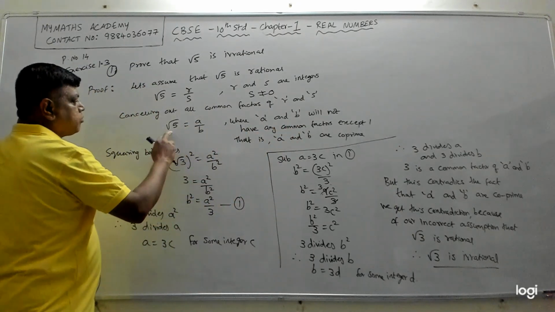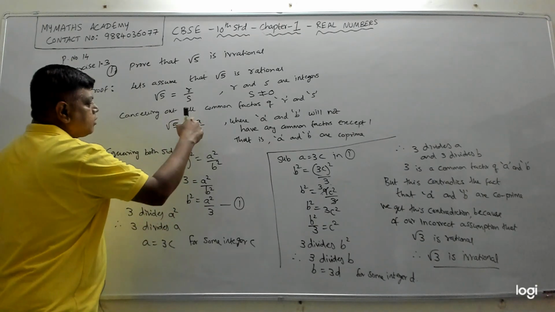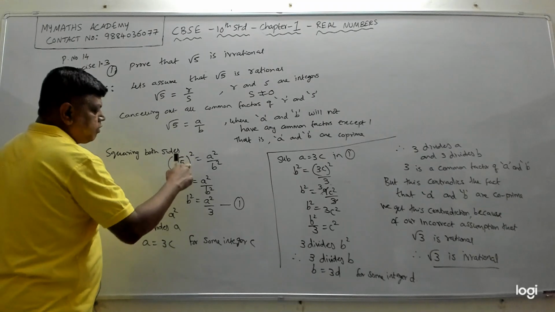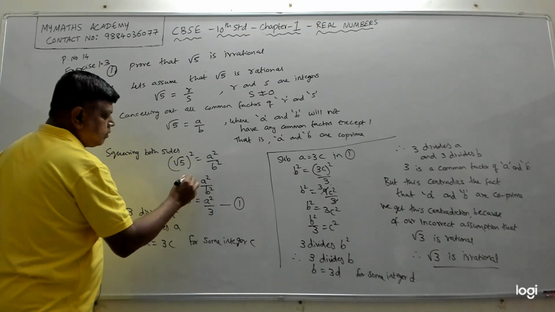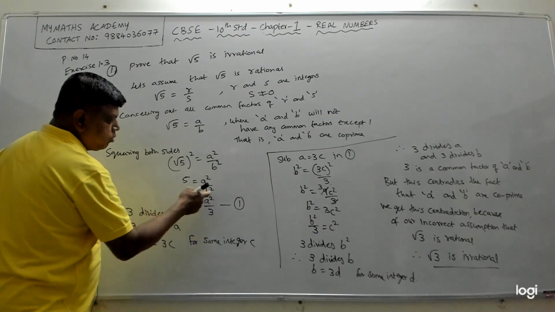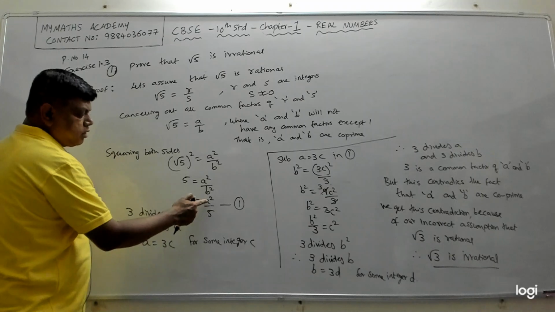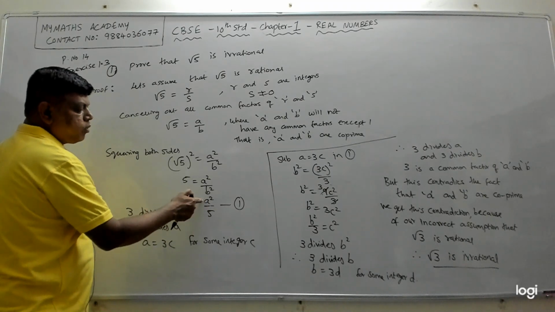So now squaring both sides. If I square this, it will become 5. Square root of 5 whole square will become 5. Now b square, this 5 will go here, b square will come here. Then it will become a square by 5. Now this says that a square by 5 means what? 5 divides a square.